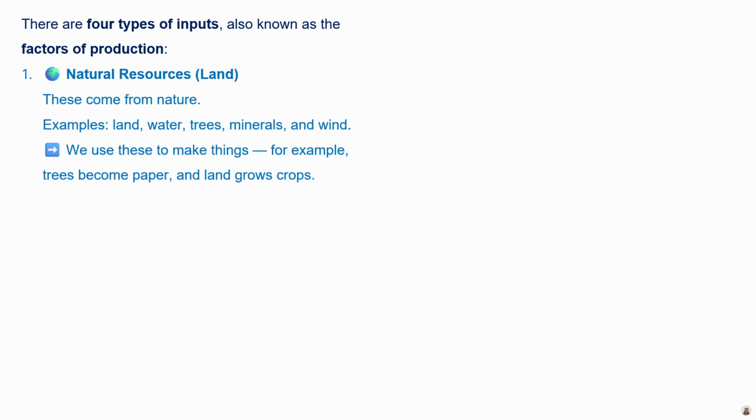Now, our inputs are basically what you call the factors of production, and there are four factors of production, which is natural resources, it comes from land, which is from nature. And examples of it would be land, trees, minerals, and wind.